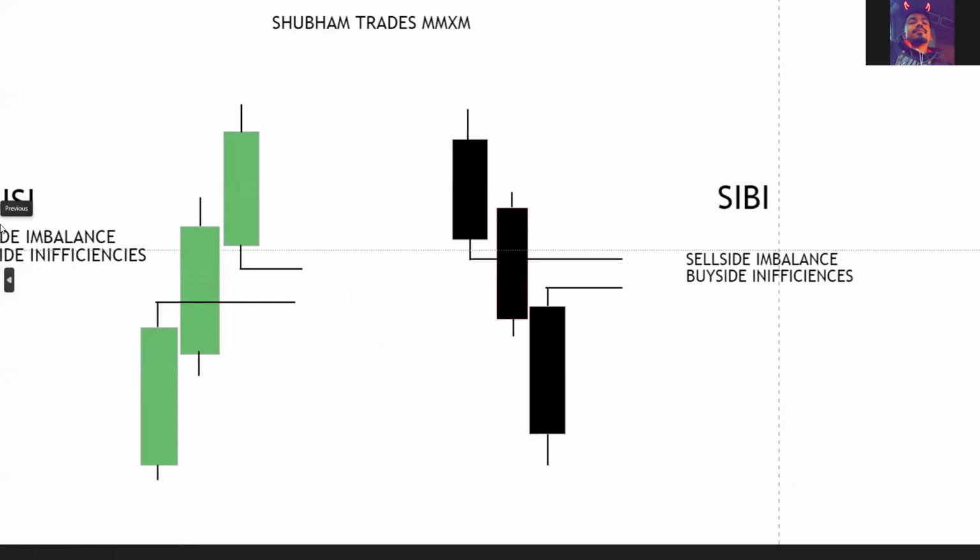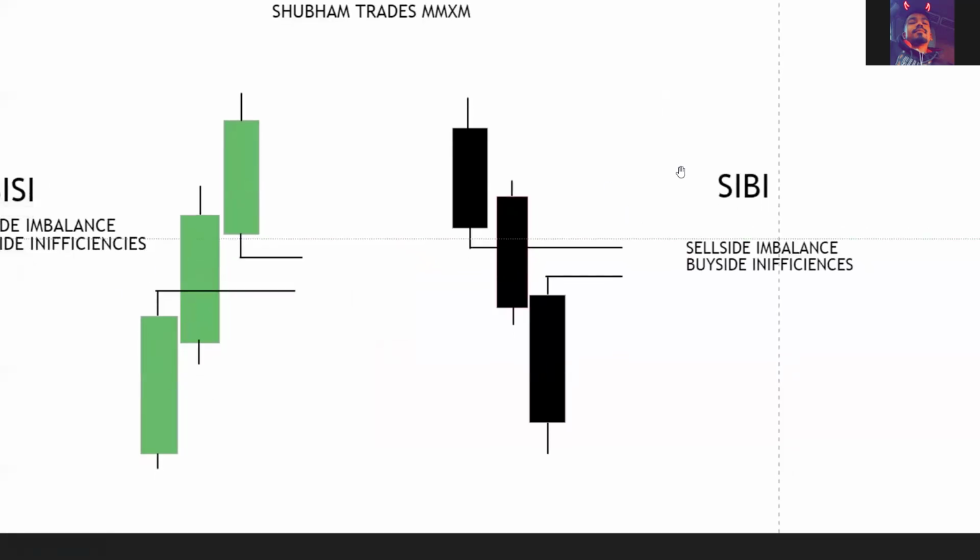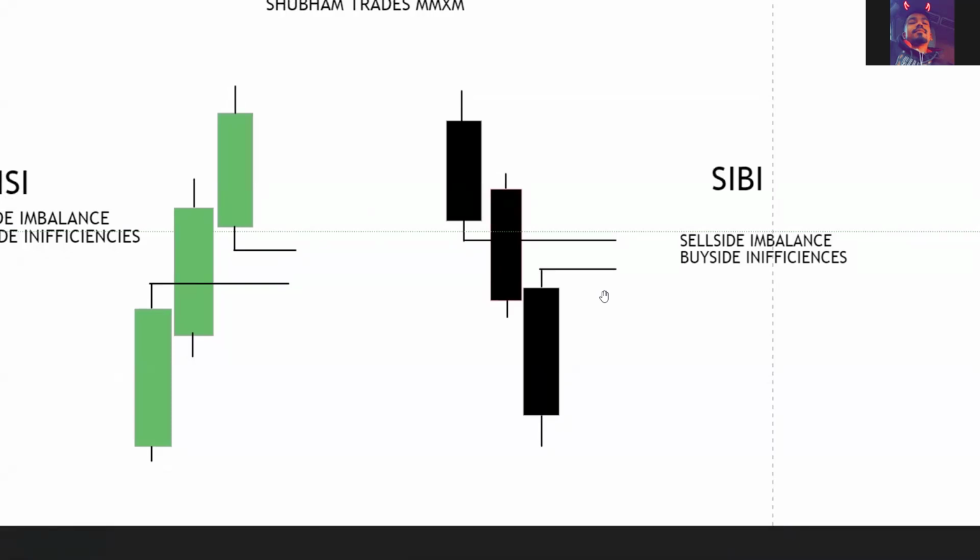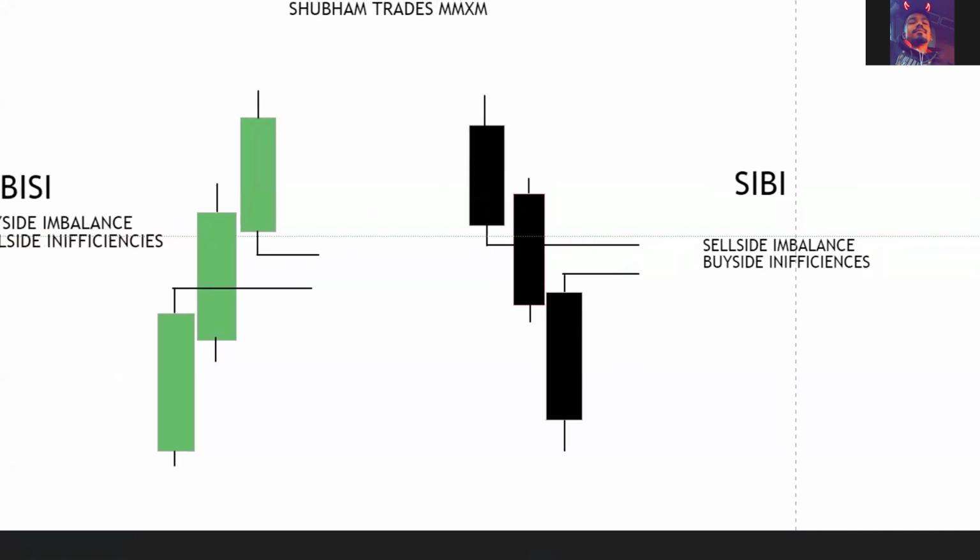And here is the bearish fair value gap. This is also called a CB. This is a sell side imbalance, buy side inefficiency. This means that the imbalance was on the sell side and the inefficiency was on the buy side. So it means that the buy side has to be offered at a later point in time within this price range to balance this sell side imbalance, buy side inefficiency.